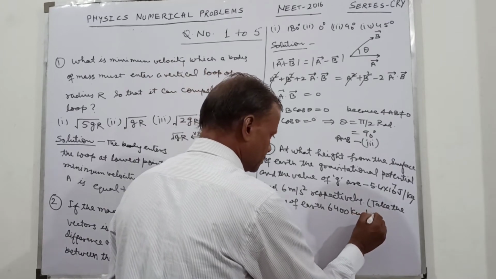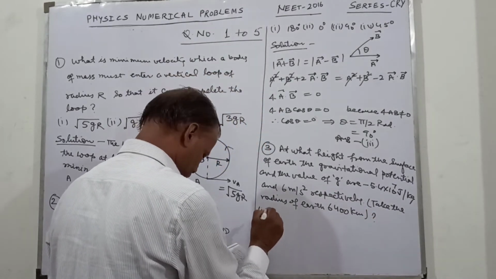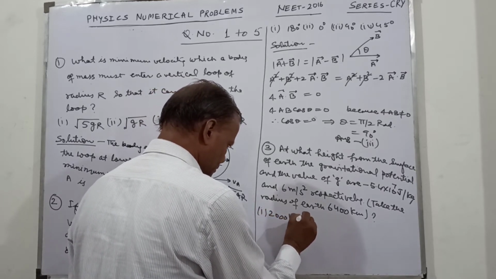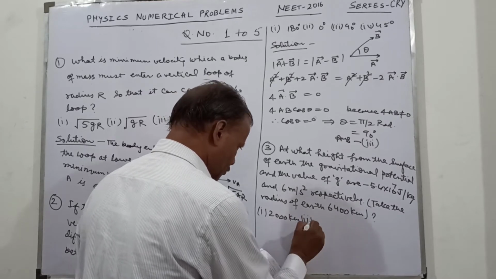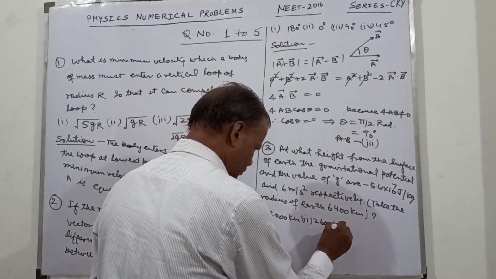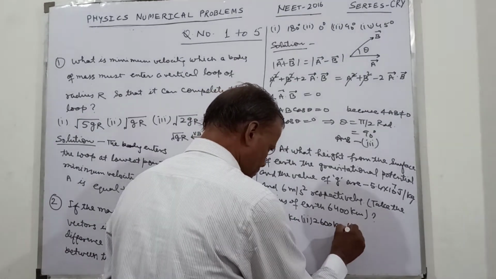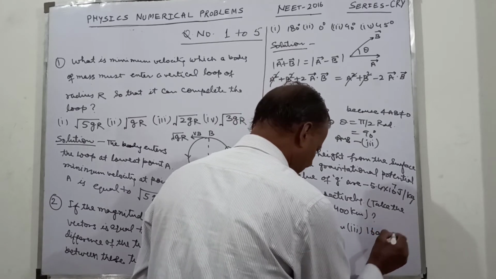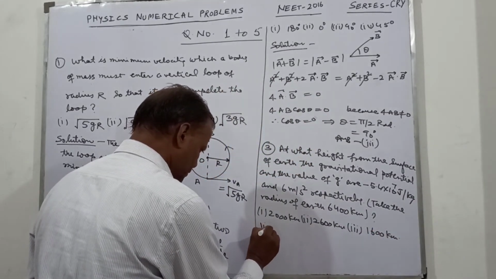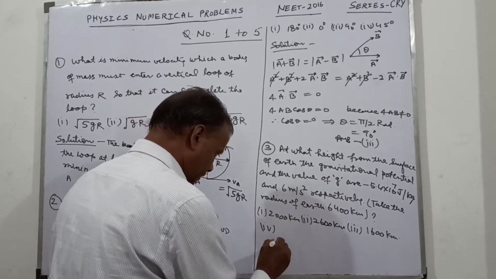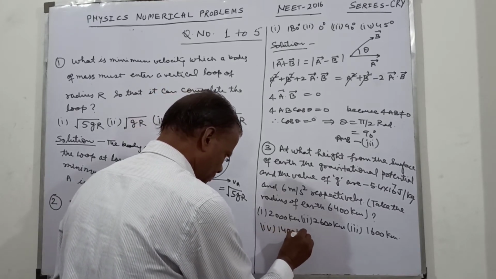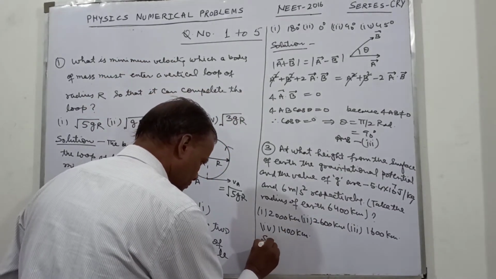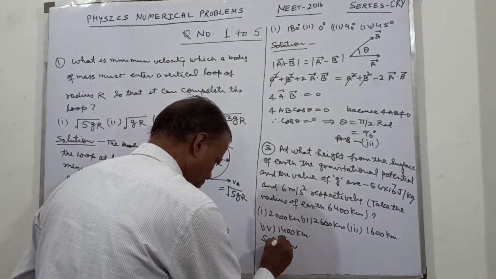Now your options are: first 2000 kilometers, second 2600 kilometers, third 1600 kilometers, and fourth 1400 kilometers. Solution.